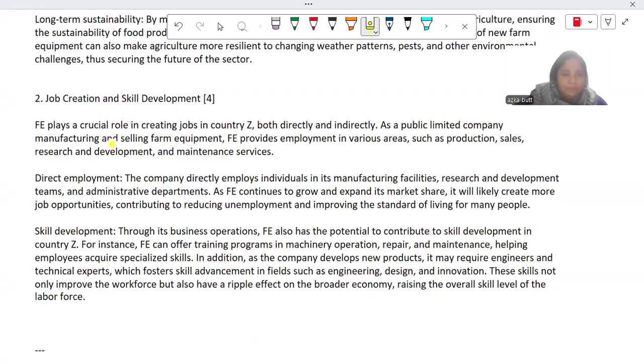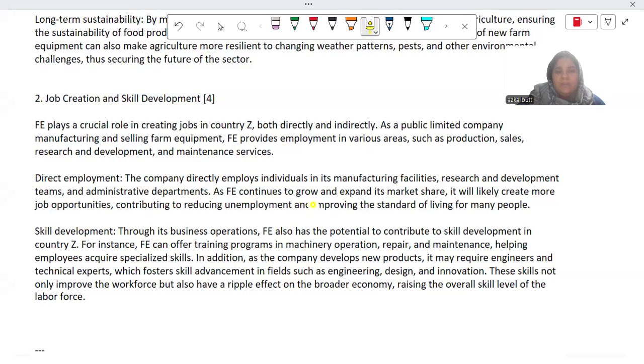Okay. Now we are going to see the second benefit, which is job creation and skill development. So FE plays a crucial role in creating jobs in country Z, both directly and indirectly. As a public limited company manufacturing and selling farm equipment, FE provides employment in various areas such as production, sales, research and development, and maintenance services. The company directly employs individuals in its manufacturing facility, research and development teams, and administrative departments.